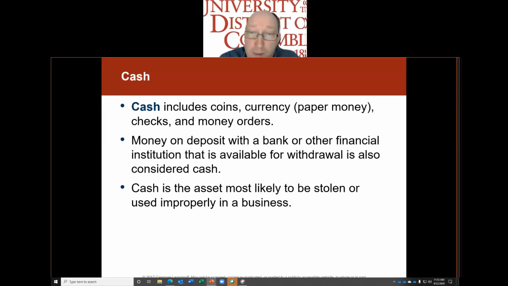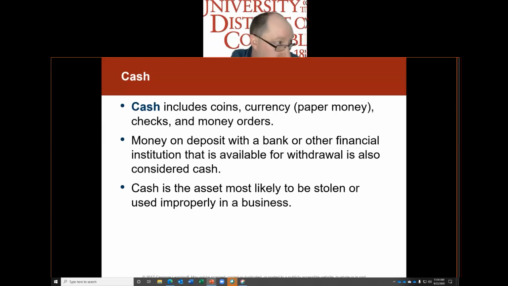Money on deposit with a bank, funds available for withdrawal, we consider that cash. Anything you could easily access from your bank is cash, right? Cash is an asset, as you know. It's also the most vulnerable asset. Cash is very vulnerable. It can be stolen or it can be improperly used within a business.